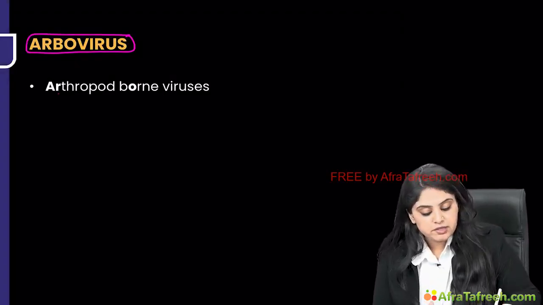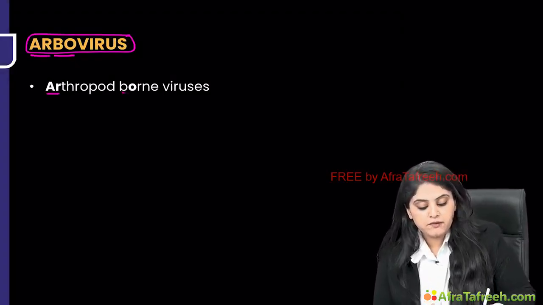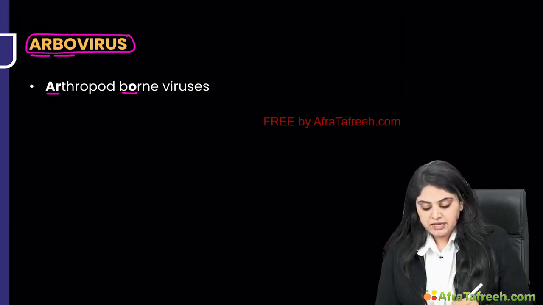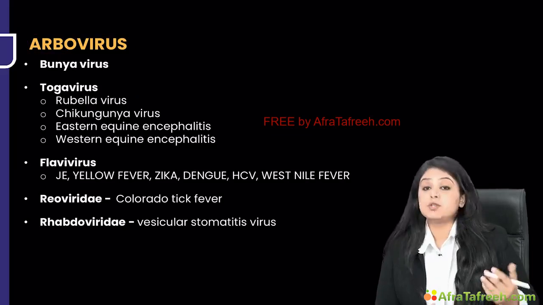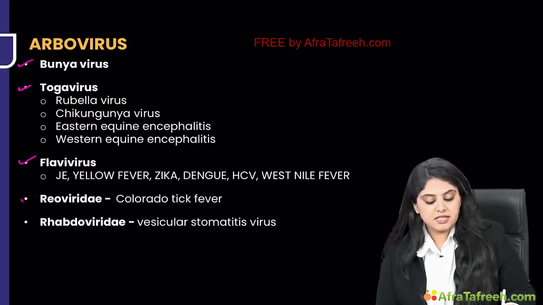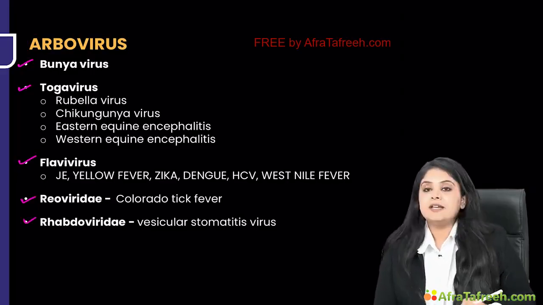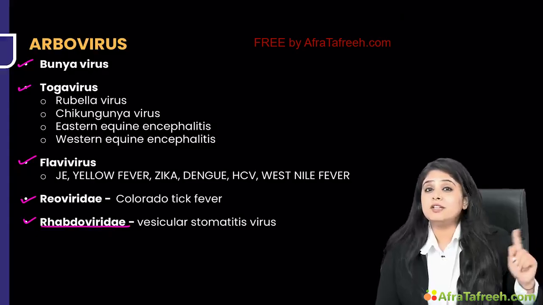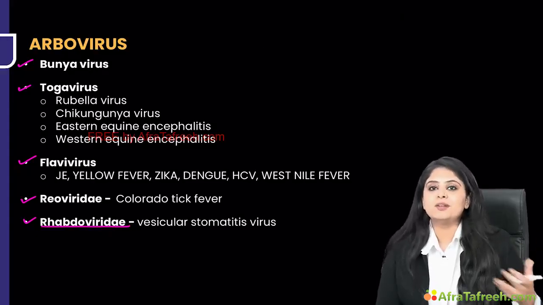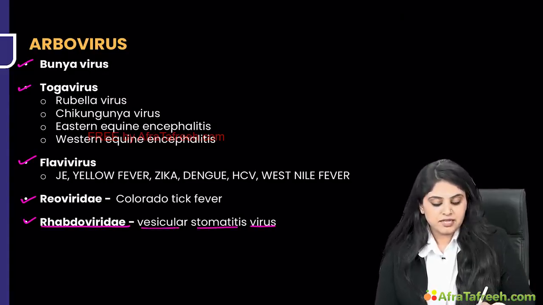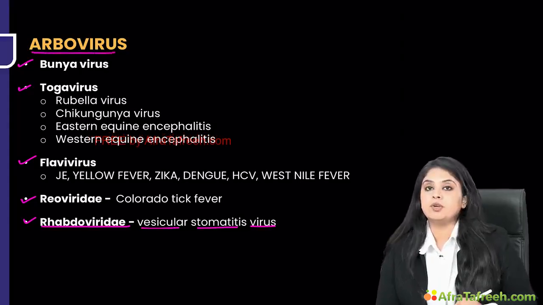So if you look into it, it is an arthropod borne virus. So some kind of vector is going to be involved over here. So let me tell you a quick overview of what all viruses come under it. Bunya virus, Toga virus, Flaviviridae, Reoviridae as well as Rhabdoviridae. Have you already studied Rhabdoviridae somewhere else? Rabies. Rabies is not arthropod borne. You know rabies is because of dog bite and animal bites. But there was a part of the Rhabdoviridae family known as vesicular stomatitis virus, that is arthropod borne.